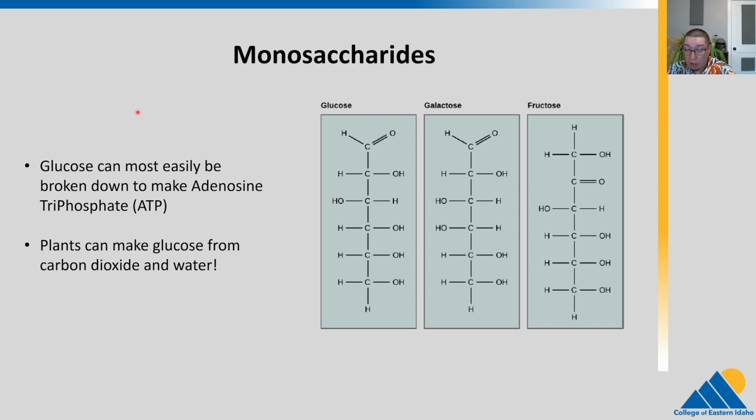Glucose is a really important one. We're going to keep coming back to that monosaccharide over and over again in this course. Glucose can most easily be broken down into what we call adenosine triphosphate. Of these three things, glucose is the easiest one to convert into ATP. ATP is like the cellular energy that your cells use to build new bonds and make new things. So glucose is the easiest one of these three to break down into ATP.